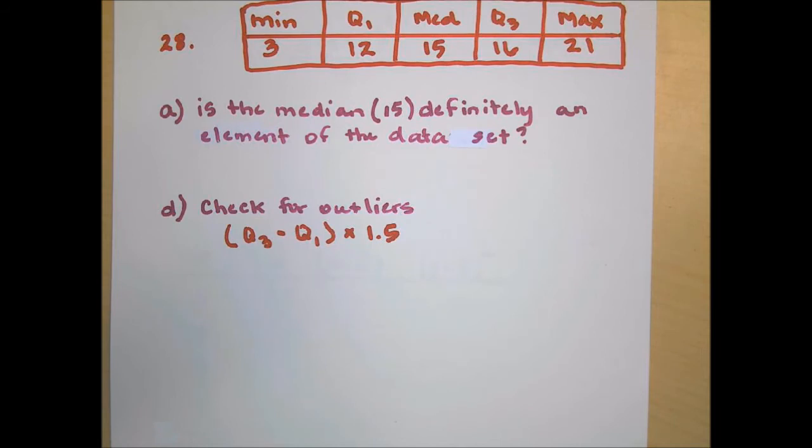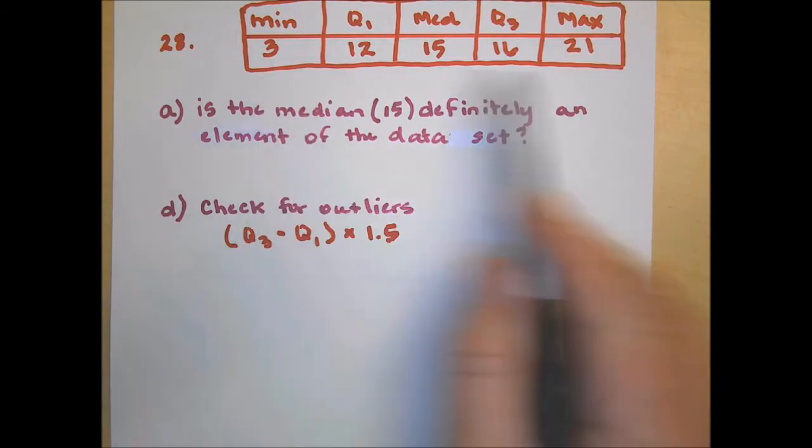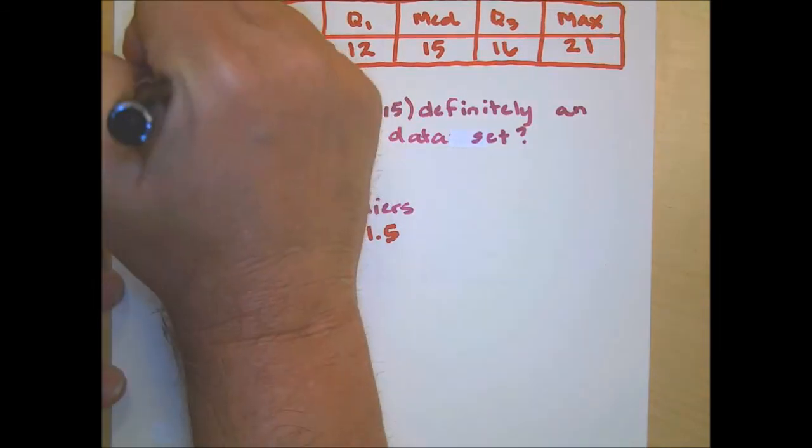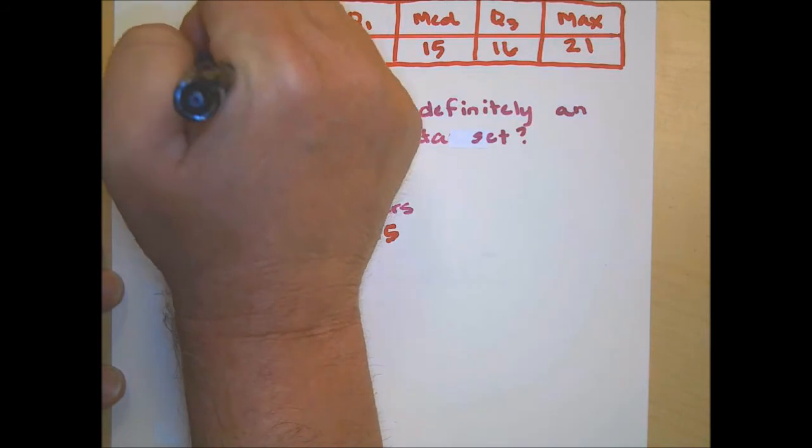Problem 28 and problem 30 come from our statistics unit. So let's look at problem number 28. If we were given this as our 5-number summary, and the problem also told us that there were 22 pieces of data in our data set.